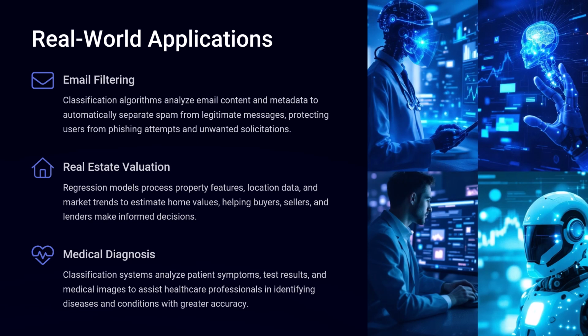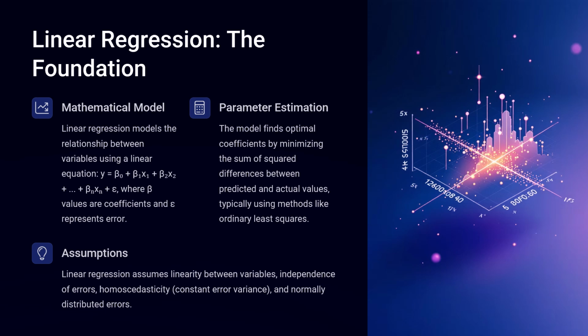Real-world applications. Email filtering. Classification algorithms analyze email content and metadata to automatically separate spam from legitimate messages, protecting users from phishing attempts and unwanted solicitations. Real estate valuation. Regression models process property features, location data, and market trends to estimate home values, helping buyers, sellers, and lenders make informed decisions. Medical diagnosis. Classification systems analyze patient symptoms, test results, and medical images to assist healthcare professionals in identifying diseases and conditions with greater accuracy.